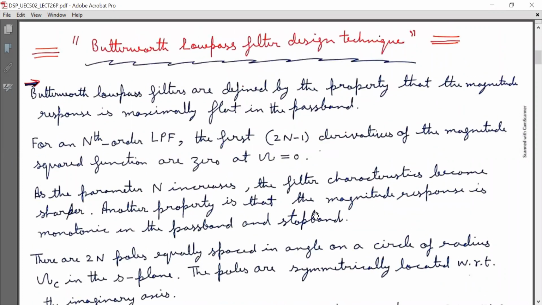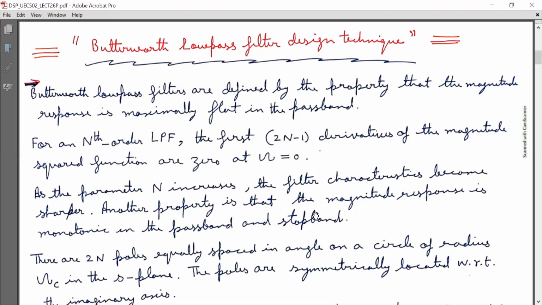We will discuss this Butterworth low-pass filter design technique today. The Butterworth low-pass filters are defined by the property that the magnitude response is maximally flat in the pass band. For an nth order low-pass filter, the first 2n minus 1 derivatives of the magnitude squared function are 0 at capital omega equal to 0. Here capital omega is the angular frequency in the continuous time domain.